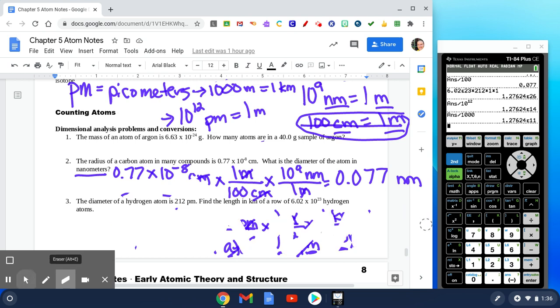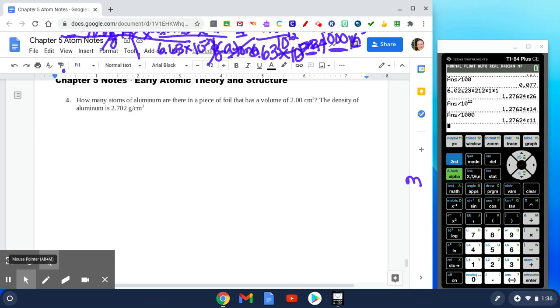Actually, let's see if I can just go up without having to erase everything. Come on. Kinda. Okay, that'll work.